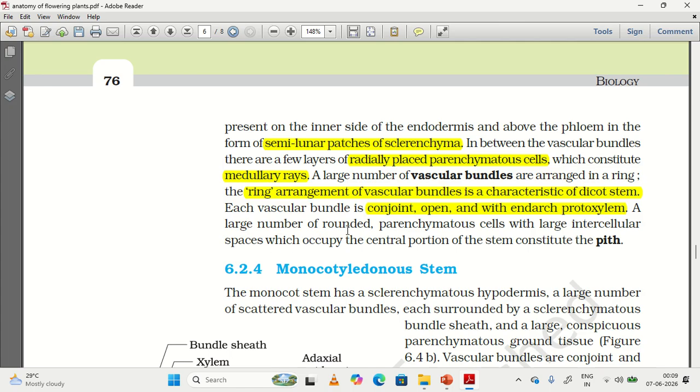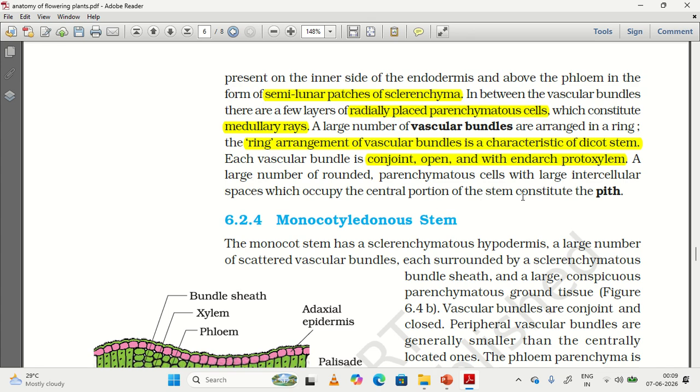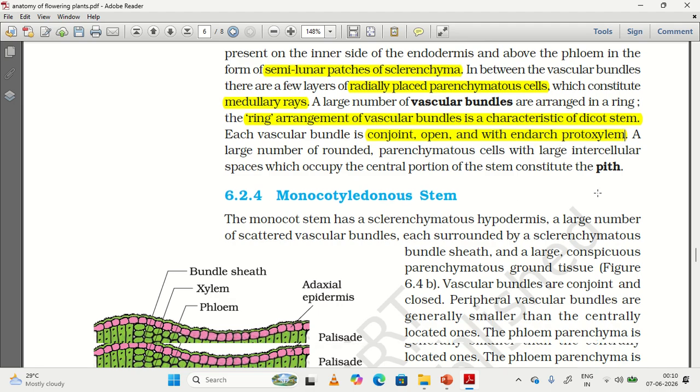A large number of rounded parenchymatous cells with large intercellular spaces occupy this central portion of the stem. They constitute the pith. In the dicot root, you must have seen the pith is inconspicuous, whereas here the pith is very much central portion, it is very much conspicuous. Okay, they occupy the central portion.